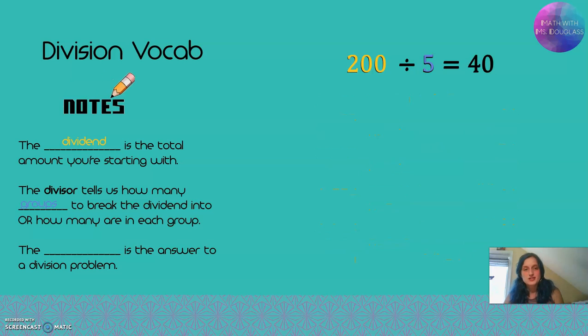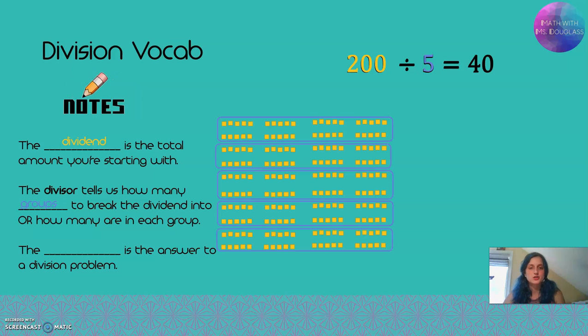The divisor is that 5. And depending on the type of word problem, it can mean two different things. It can mean how many groups to break up your 200, your dividend, into. So here's a picture of that. 200 broken up into 5 groups.